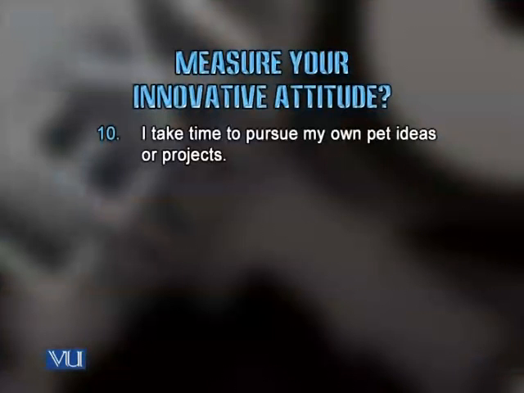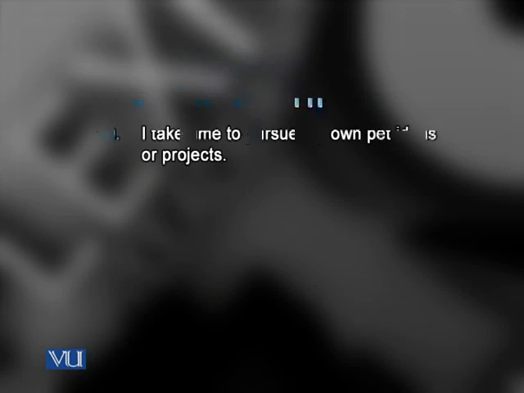I will analyze. I will take ownership of it. I will stick to it and take confidence in it. Number 10, I take time to pursue my own pet ideas or projects. Time is 24 hours. You have to find some hour or so to discuss and work on your ideas and your projects, some new concept, some new idea. I take time to pursue my own pet ideas.